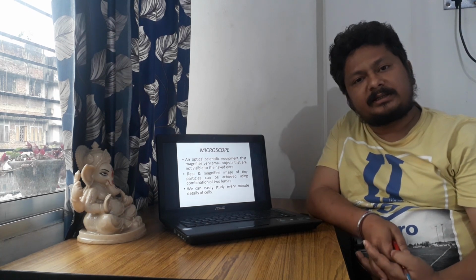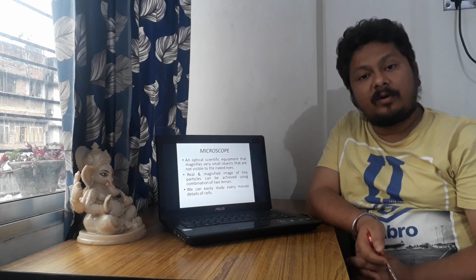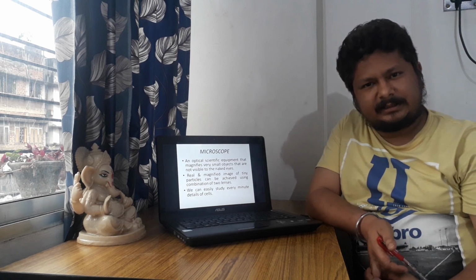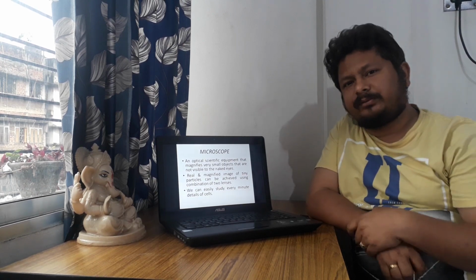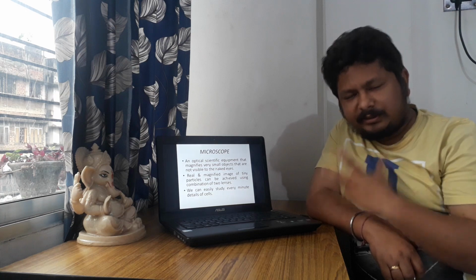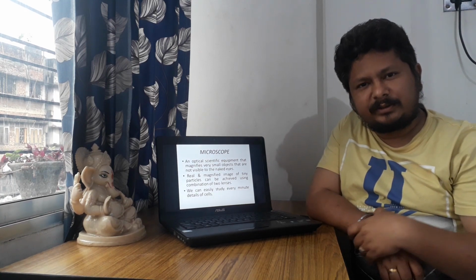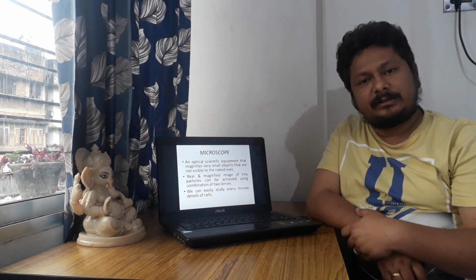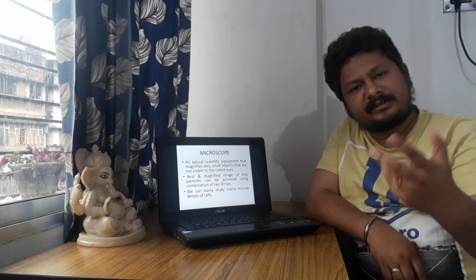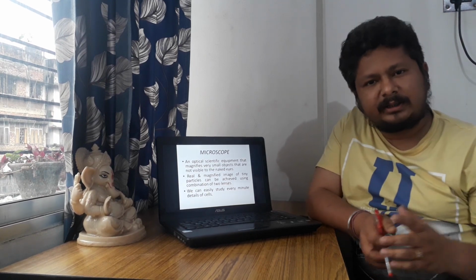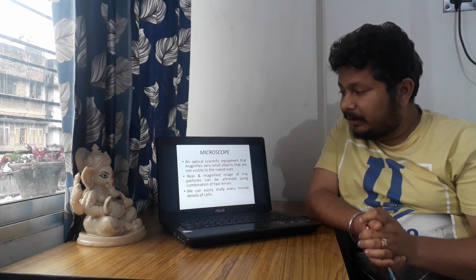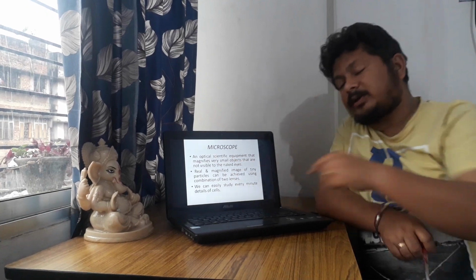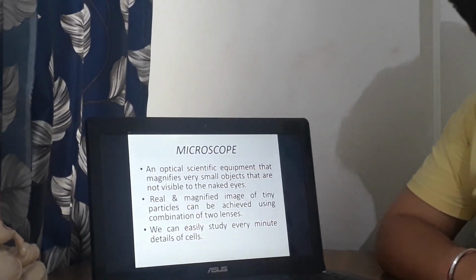In today's class, we will be discussing the role of the microscope. As you know, cells are minute in nature, very small, so you cannot see them with the naked eye. In order to view them, you need a microscope. A microscope is an instrument you must have seen in videos or in the lab also. The microscope is an optical scientific instrument. Optical means it works on the principle of light.